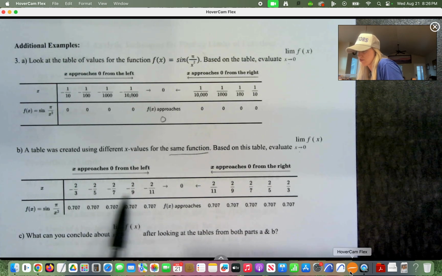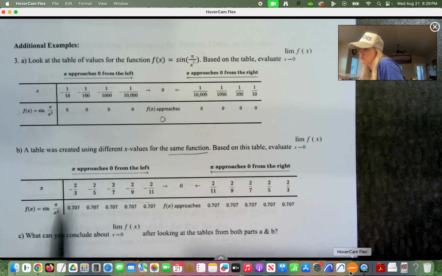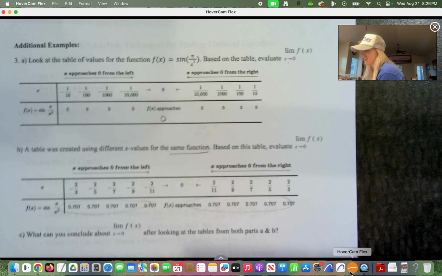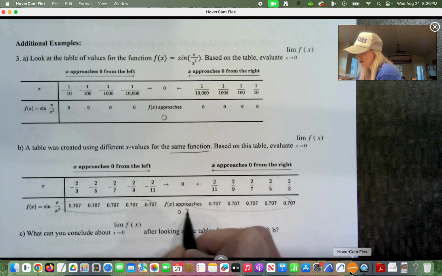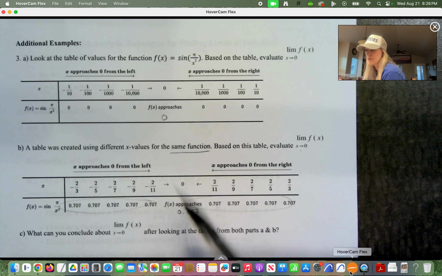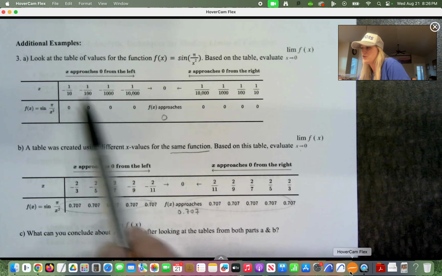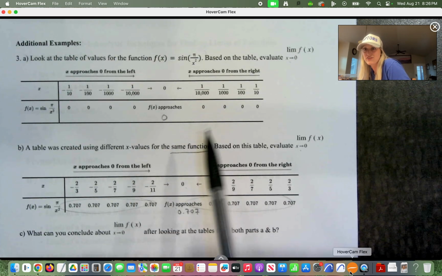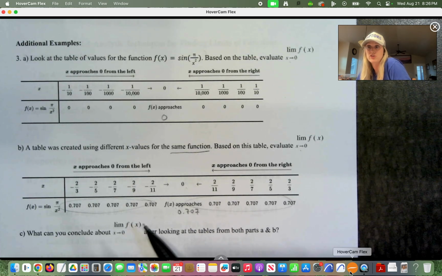They're getting closer and closer to 0 from the left, closer and closer to 0 from the right. But look at, these are different y values. So in this one, you would say that the limit is 0.707, right? So those are not the same, even though we use the table to evaluate the same function. So it does matter what values you pick, and you might not necessarily know that because you might not know what values or what the function looks like.